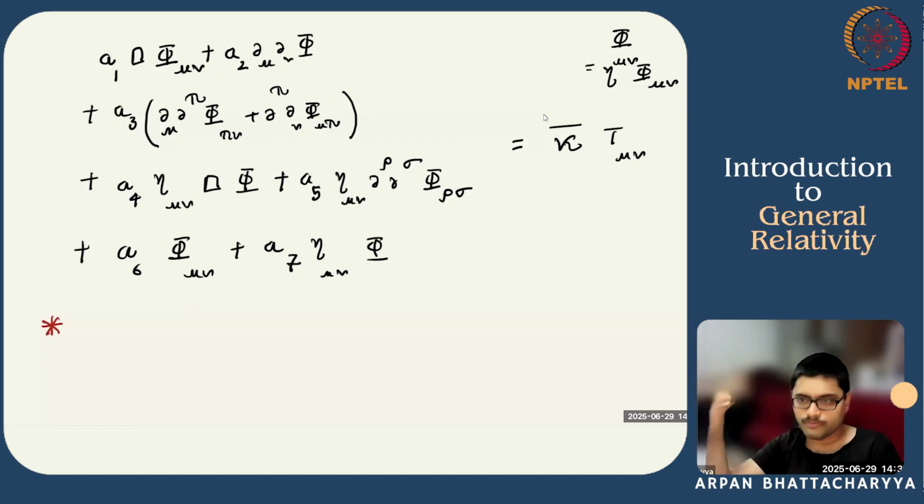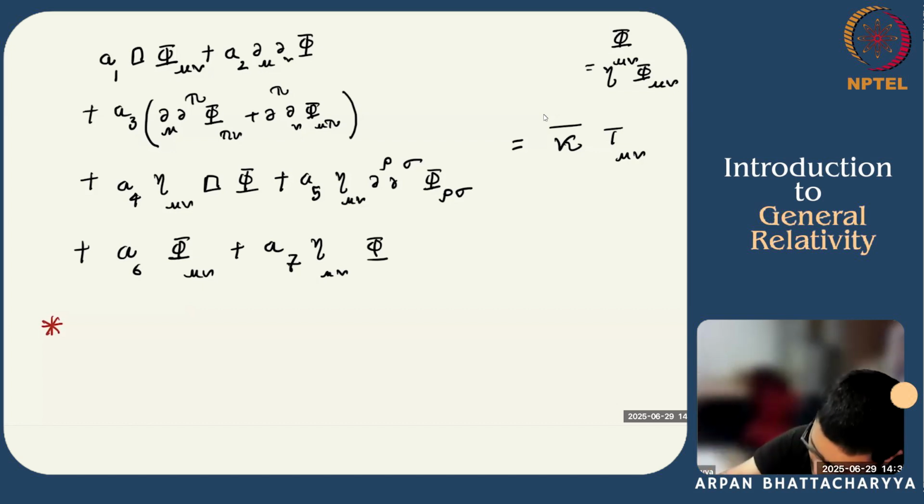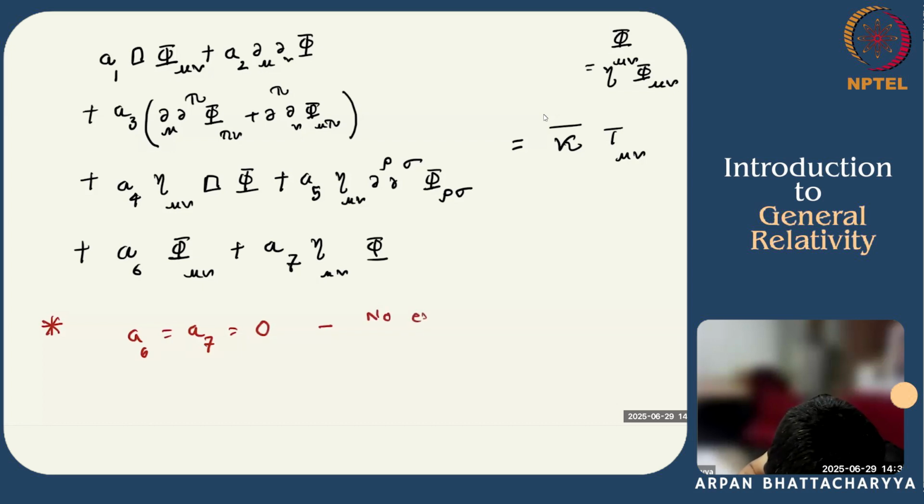So, in the sense that the exponentially damped or the oscillatory solutions are unwanted, this makes the coefficients A6 and A7 zero. A6, A7 are zero.